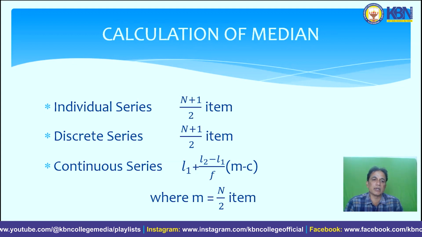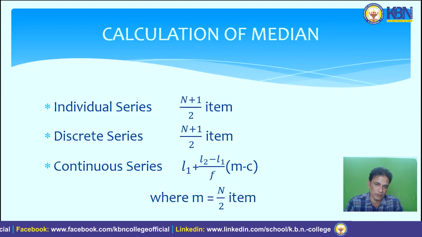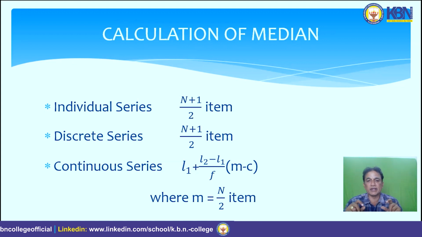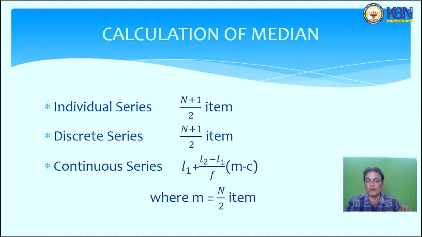Next, discrete series. The same formula we can apply: (n plus 1) by 2th item. Here n means the sum of the frequency. In the discrete series, we calculate cumulative frequency. We locate the median size in the cumulative frequency, and the corresponding X series element, the corresponding value of the variable, is taken as the median.